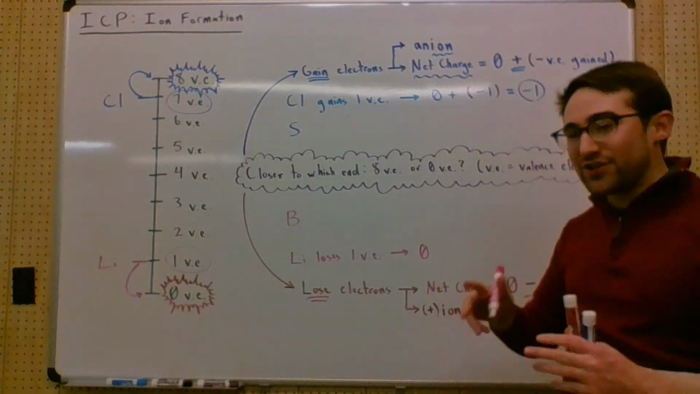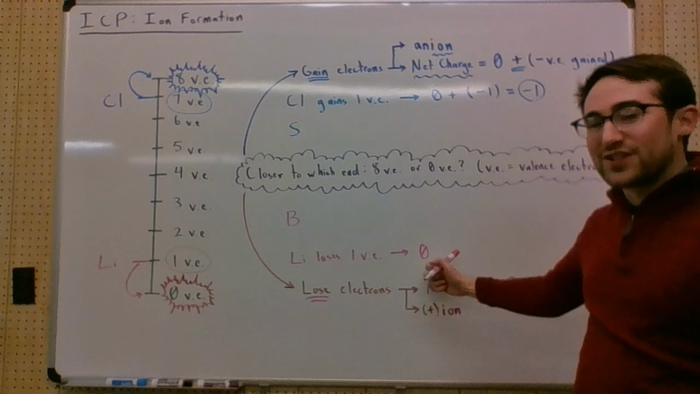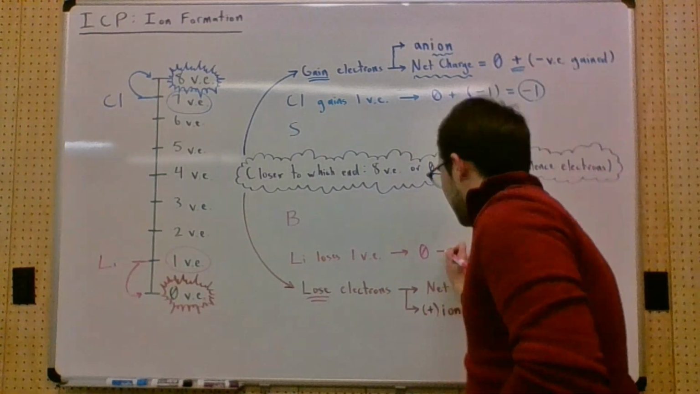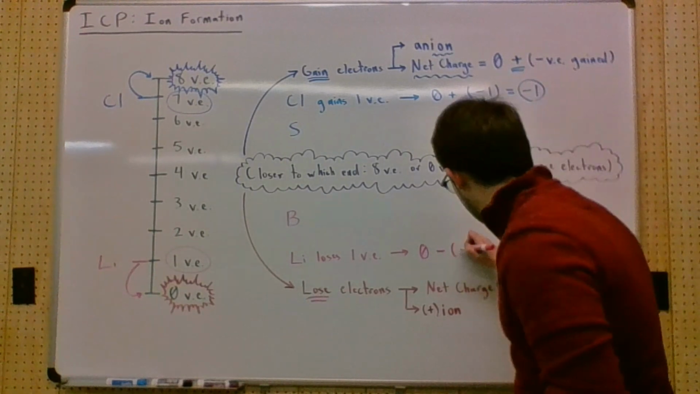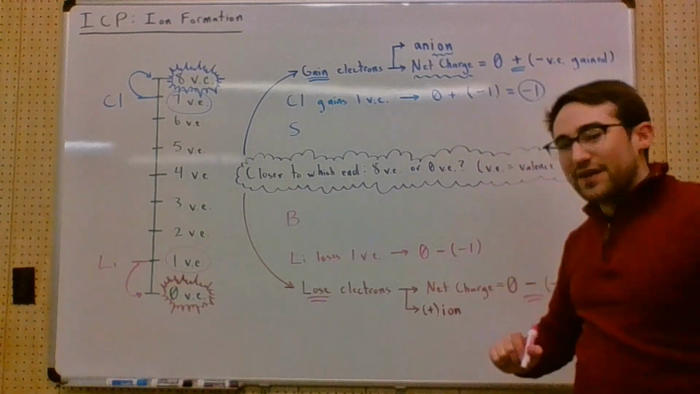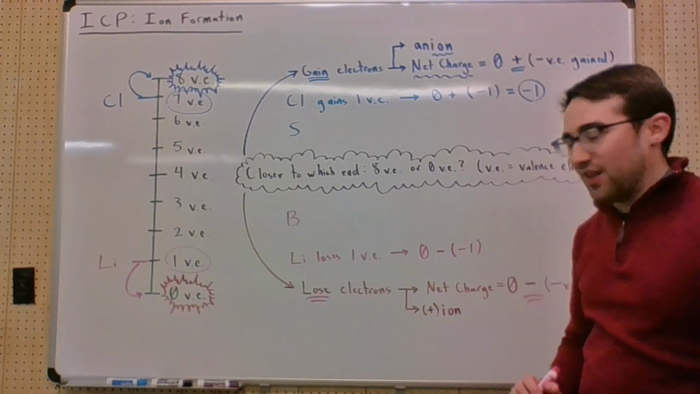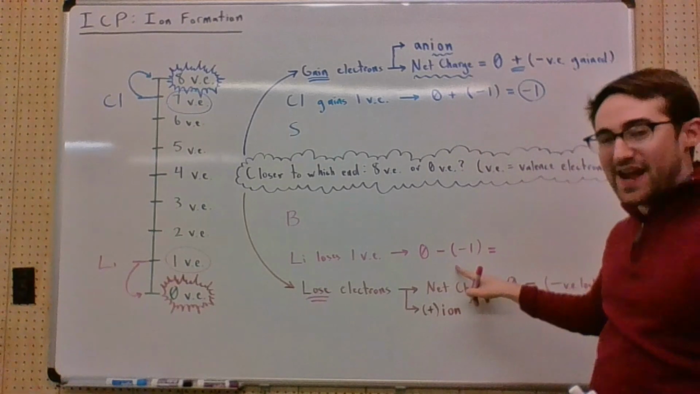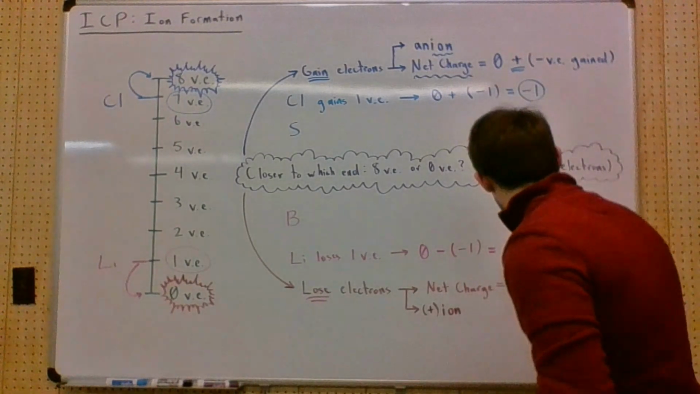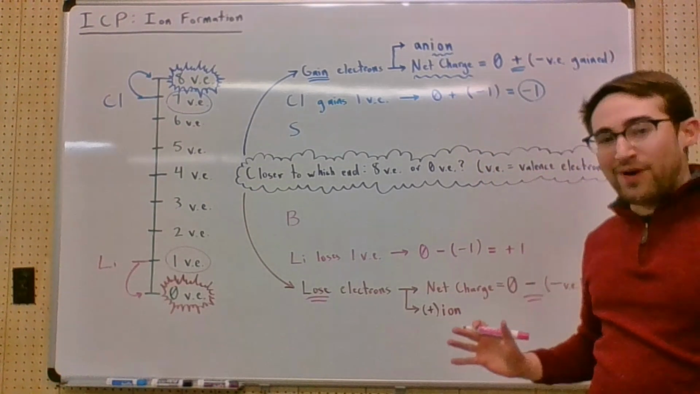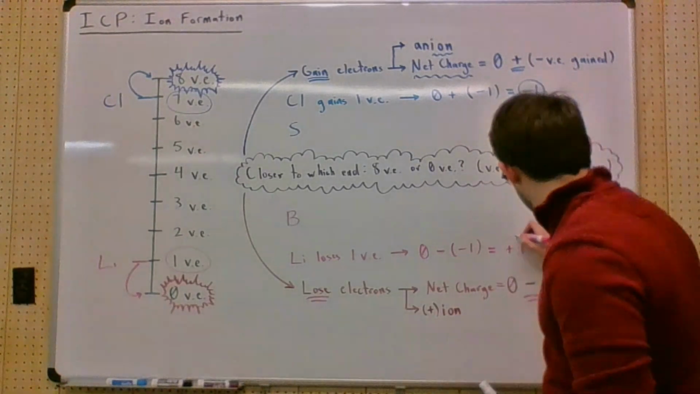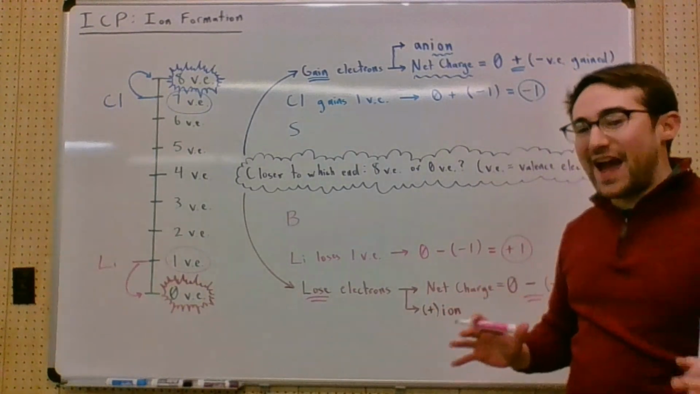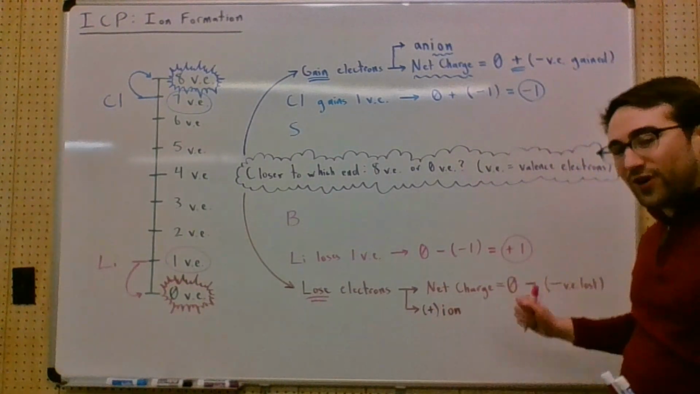So lithium's net charge overall is going to be its starting neutral charge, where all the positives and negatives canceled, minus the negative one charge of the one electron that it lost. 0 minus negative 1 is going to be positive 1. Okay, so this lithium ion, this charged atom, is going to have a positive 1 charge.